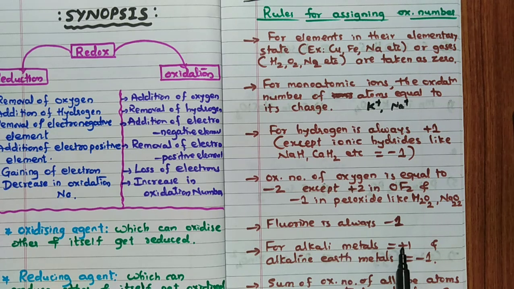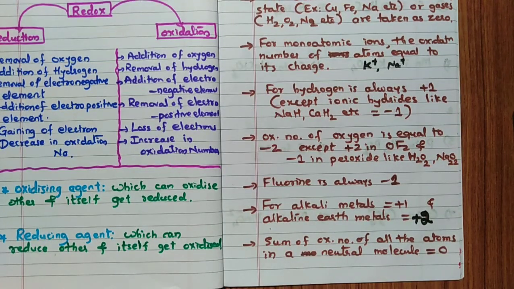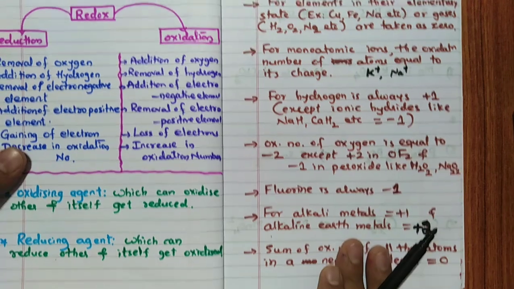For alkali metals, plus 1. For alkaline earth metals, plus 2. The sum of oxidation states of all the atoms in a neutral molecule is equal to 0. If it is not neutral, then whatever the charge on the molecule is, you have to take that as the sum. So these are all the rules.